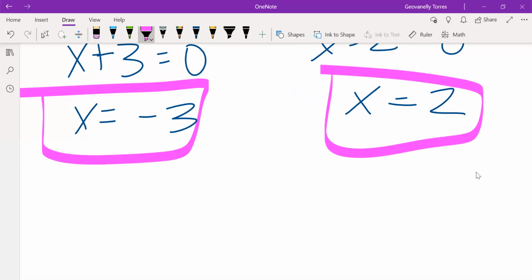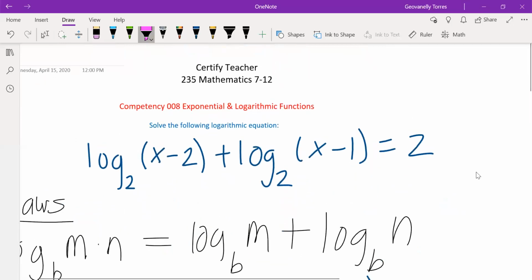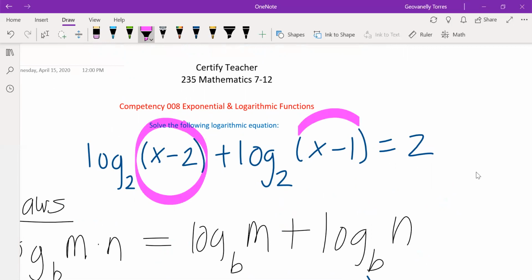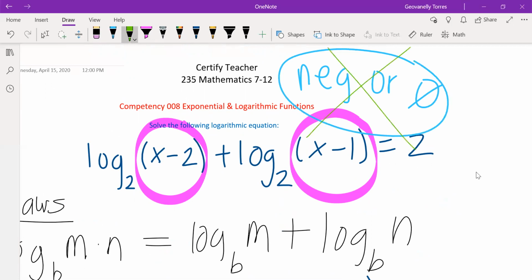Now, how do we check which one is the correct value that fits the logarithmic equation? So all we have to do first is substitute the values that we got into the arguments. Now, if we get a negative answer or a 0, the x values cannot be used. So let's go ahead and check that.